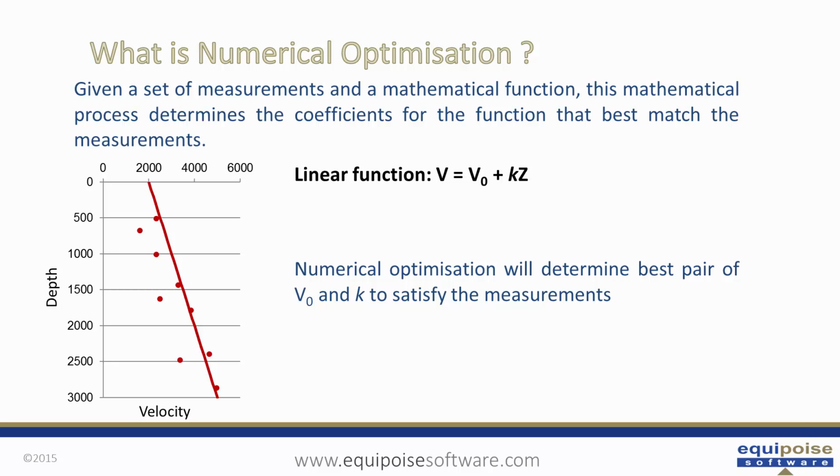If we have velocity logs for our well data, we have measured velocity data against depth, either from sonic logs or checkshots or VSP surveys. This data is ideal for determining the v0 and k parameters for our linear function.